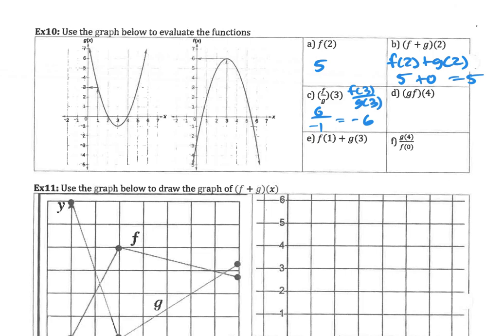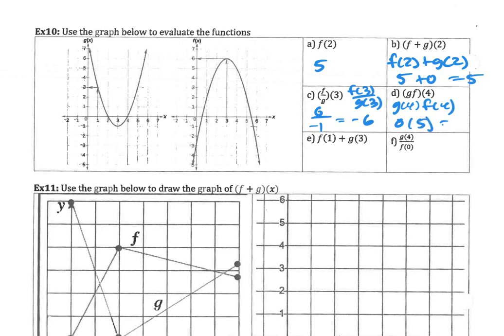For d, we are multiplying. We have g times f of 4, which again is the same as g of 4 times f of 4. So we're going to go ahead and look up those values. G of 4 would be 0. And then we have f of 4, which doesn't matter because we're multiplying by 0, but you just want to go through the process. It's going to be a 5.